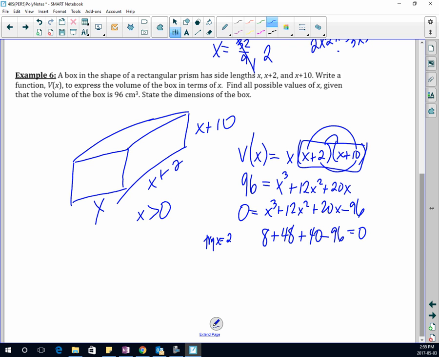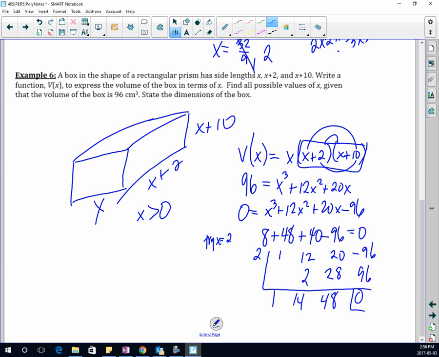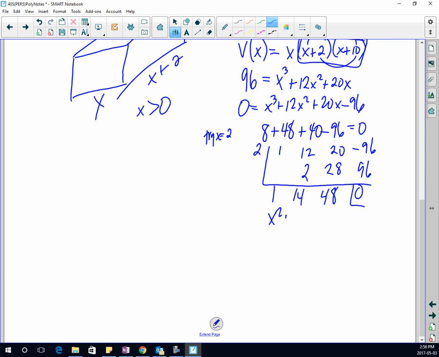So let's divide. 2, 1, 12, 20, minus 96. Bring her down, multiply. Bring her down, multiply. Bring her down, multiply. That represents x squared plus 14x plus 48. Who's the mighty factor here? What do you think? Yeah, 6 and 8. Okay, so therefore, x equals 2, negative 6, negative 8.